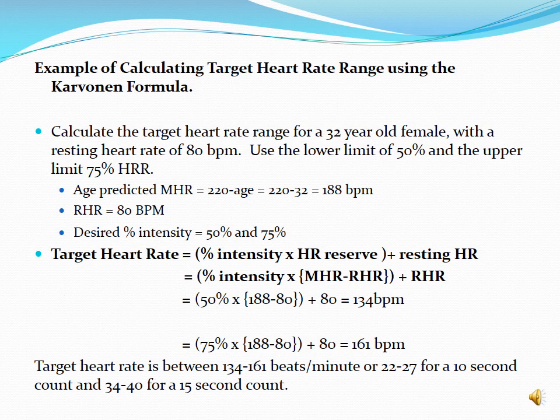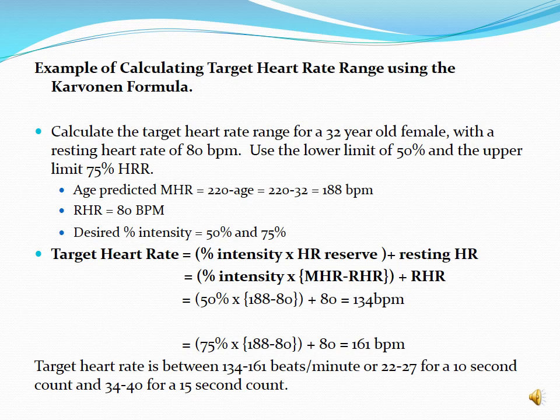So when you're looking at that equation, you want to do 188 minus 80 to give you 108. You are going to multiply that by 50%. That should give you 54, and you will add 54 to 80 to give you the number of 134 beats per minute. It is extremely important that you do this in order, because if you try to add things in too soon, you get odd numbers. Okay? And you could do that exact same thing now at 75%.